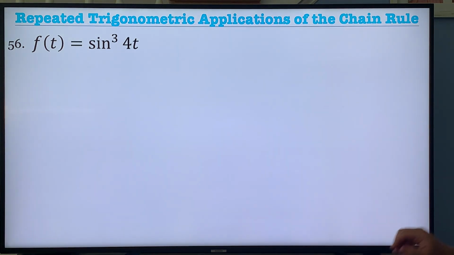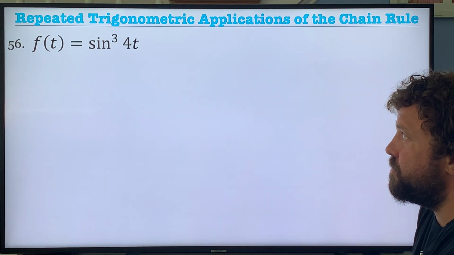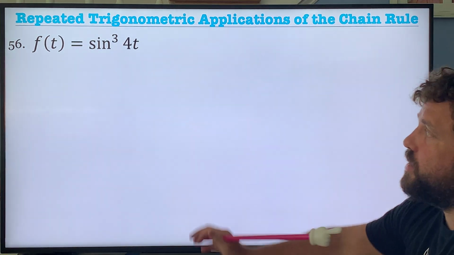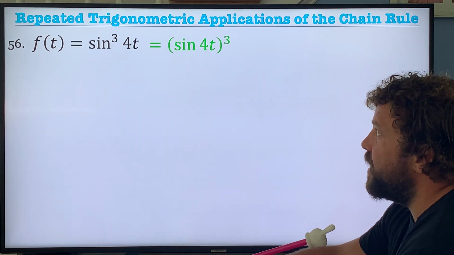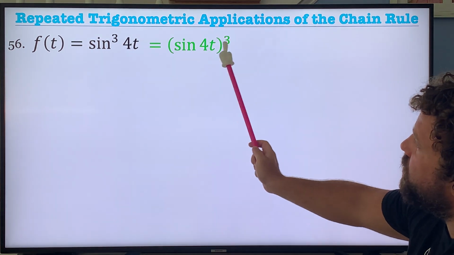Repeated trig functions using the chain rule. So this is using like a double chain rule with trig functions. The first thing you want to do is rewrite this: sine 4t, all to the third power. Now, here's your first one. We're raising this whole thing to the third power.